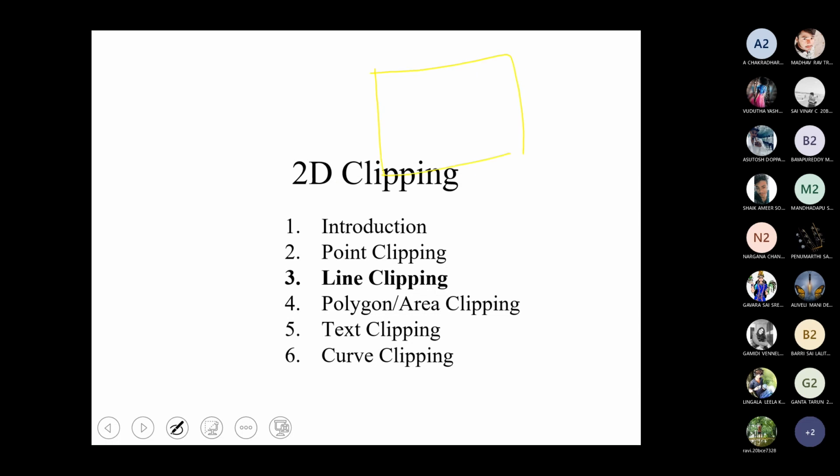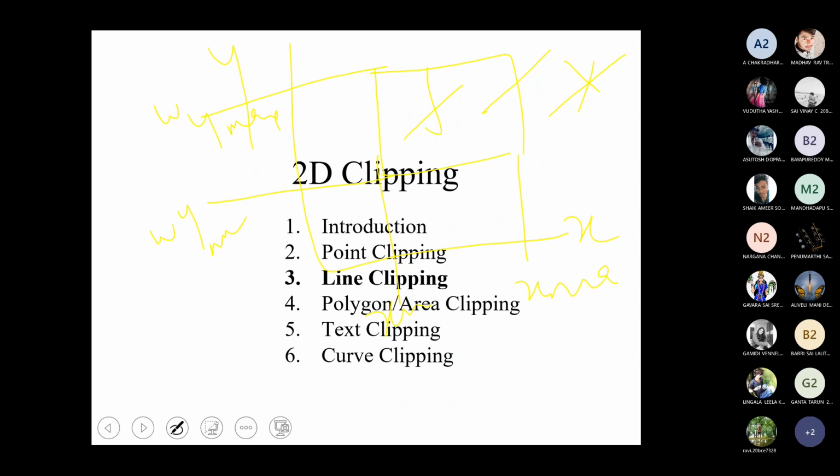Line clipping again. Even here you have x and y values. Here you have x max, and here you have x min. The same way for a window, you have window y min and window y max. So if any lines are outside this window, they should be clipped off, right? If it is inside, it should be visible. No need to clip.